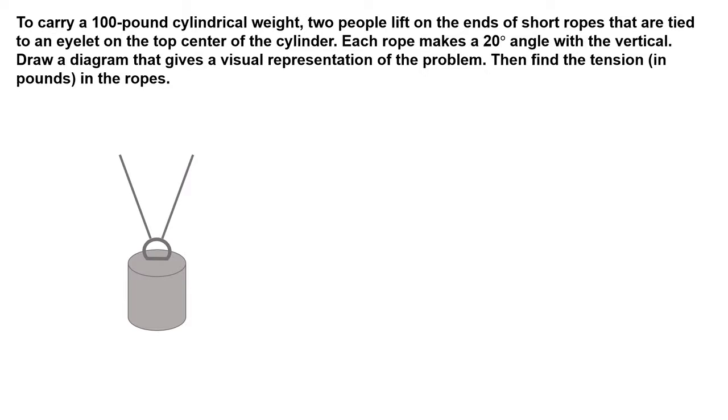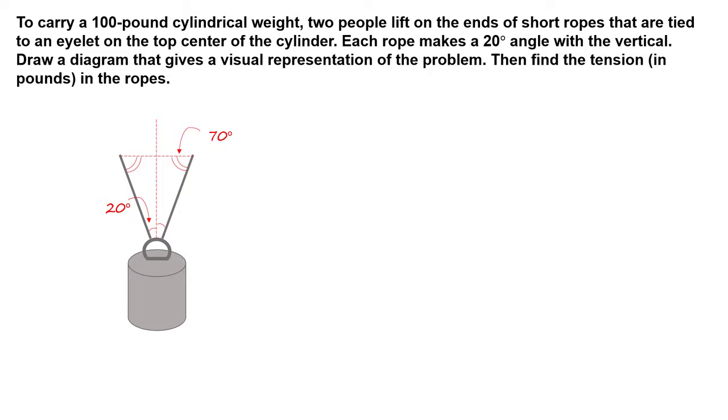Here is a diagram of the cylinder, the eyelet, and the ropes. You know each rope makes a 20-degree angle with the vertical. Now, draw two right triangles between the ropes to solve the problem. Using these triangles, you can find the x component of the tension in the ropes and the y component of the tension in the ropes.